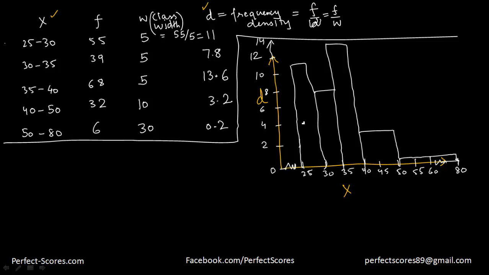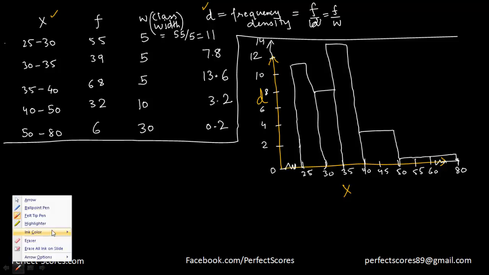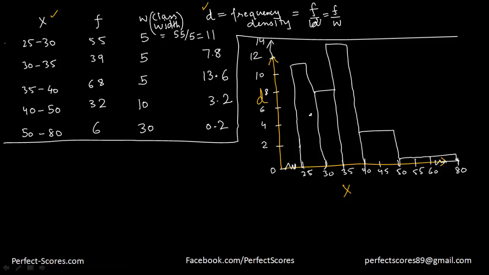Now what is this distance over here? This distance is actually your x value, isn't it? That is 25 to 30, which represents your class width. And what does this represent? This represents your frequency density. So this represents your D and this represents your W.